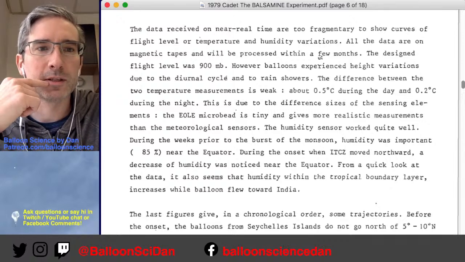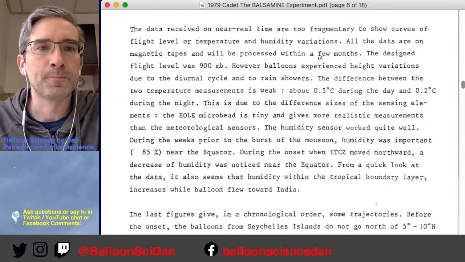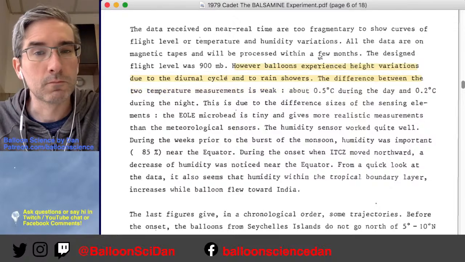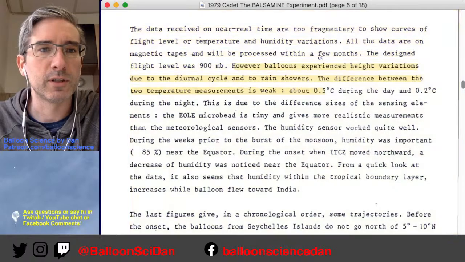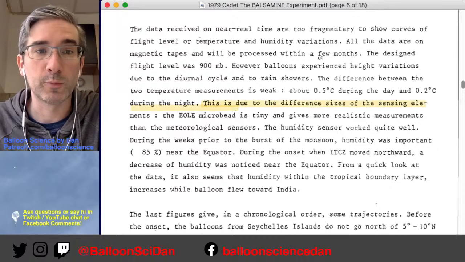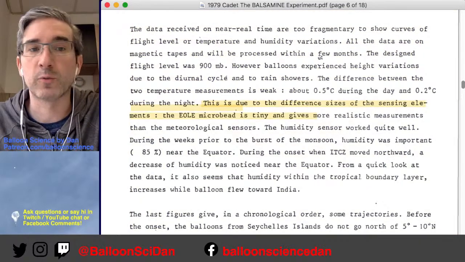The designed flight level was 900 millibars. However, balloons experienced height variations due to the diurnal cycle and rain showers. The difference between the two temperature measurements is weak, about 0.5 C during the day and 0.2 C during the night. This was due to the difference of sizes of the sensing elements. The EOL microbead is tiny and gives more realistic measurements than the meteorological radiosonde sensors.